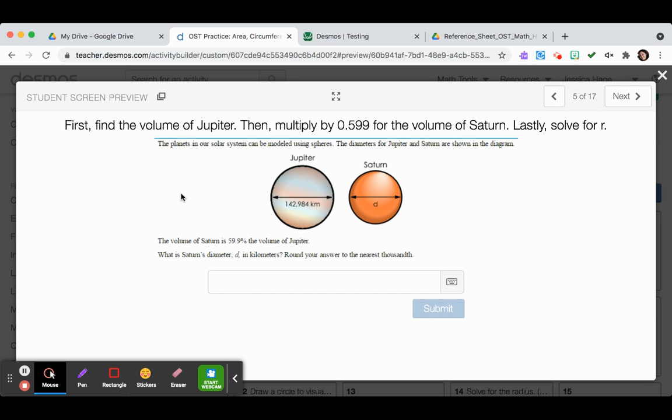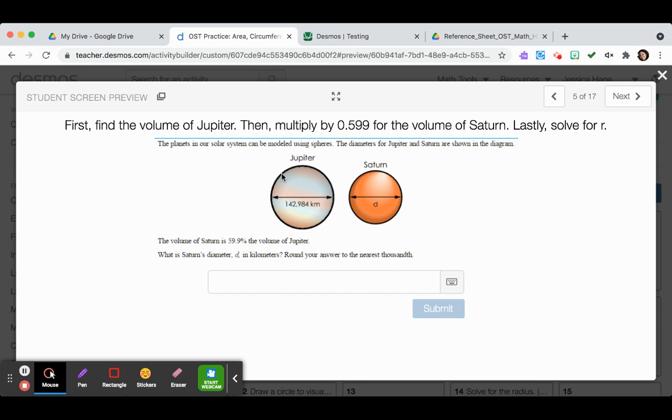Slide 5. This one you're going to use a calculator for. Find the volume of Jupiter. And then once you find that volume, you're going to do a percentage of that volume for Saturn, and then we're going to undo it to solve for R.